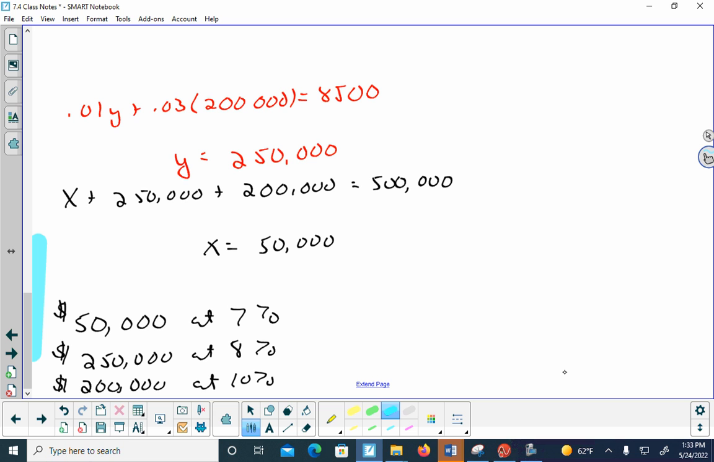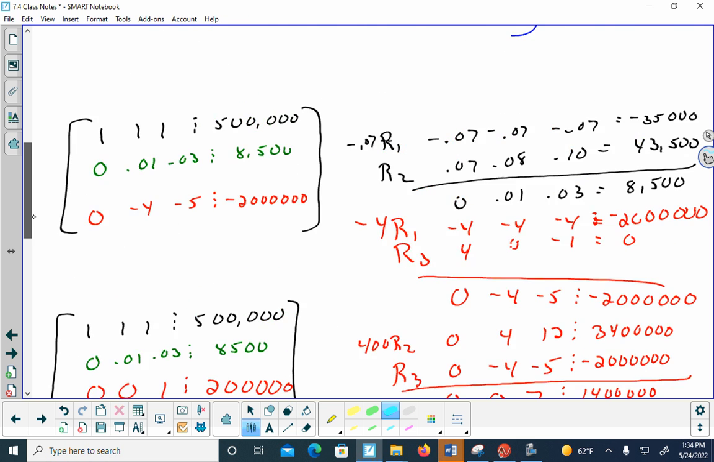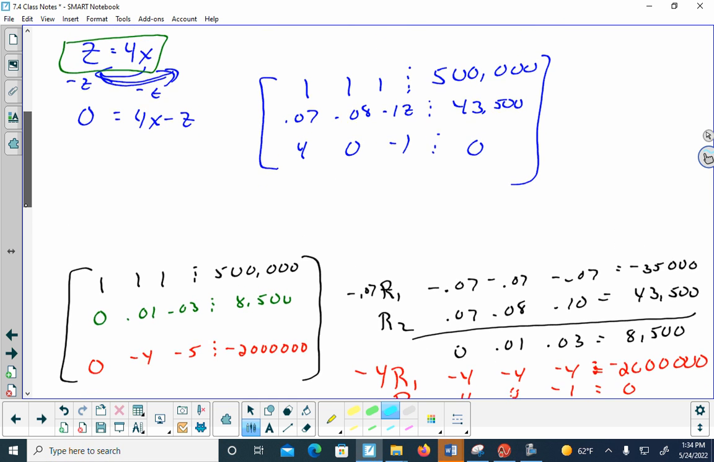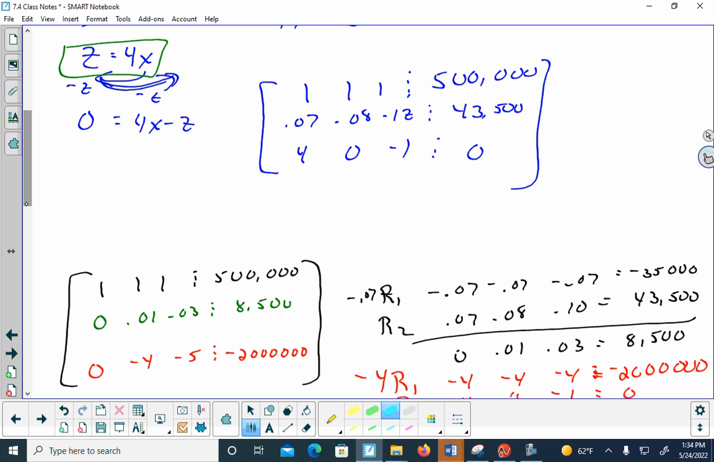So hopefully you got these answers. My answers were 50,000 at 7%, 250,000 at 8%, and 200,000 at 10%. So I got the -1 here, so that's -1. So I put it in the augmented matrix, and then what I decided to do is I looked at row 1 and row 2, and I wanted to eliminate the x. So here I multiplied row 1 by the -0.07.